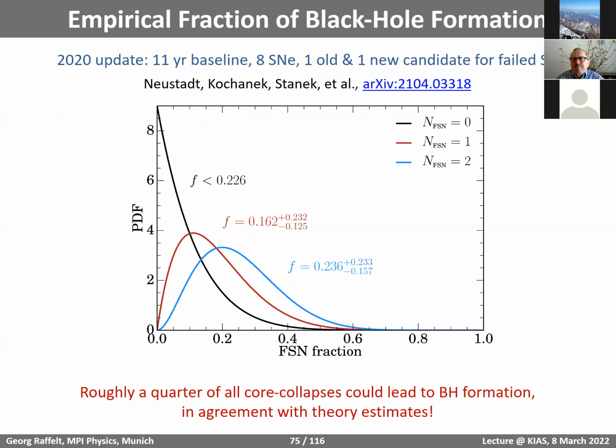So based on the latest results from that group, based on these 1 or 2 candidates, the fraction of black hole forming supernovae is maybe a quarter. That is in agreement with some theorists who phenomenologically say that maybe a quarter of all core collapses may turn into a black hole. I find it very interesting that this can be studied by direct observation of these 1 million stars. I think it's a very intriguing project. Okay, but let's turn to neutrino observations.